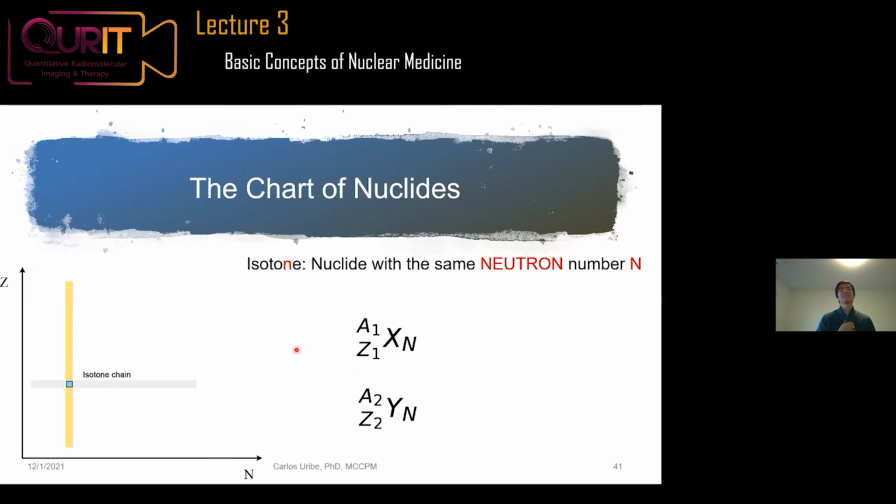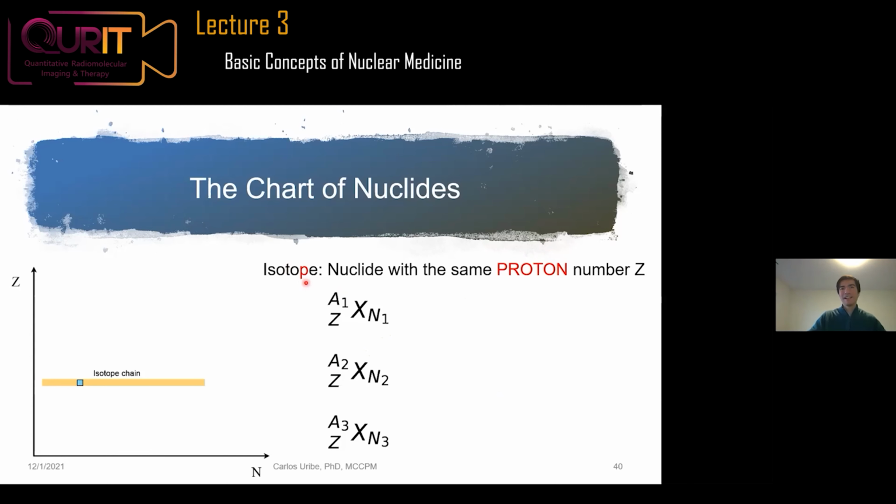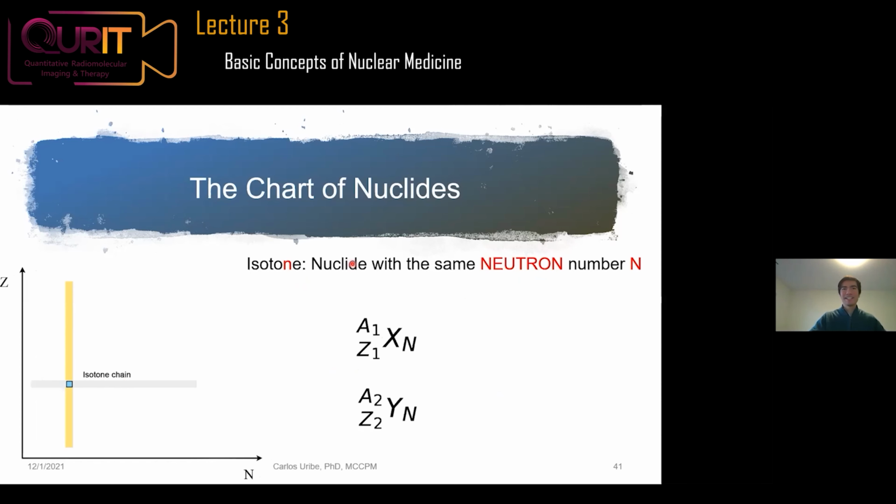We also define something that we call isotones. Isotones are nuclides with the same neutron number. Just take a look here. I'm highlighting P because it goes with proton, and here I'm highlighting N because it goes with neutron. Now, if they have the same neutron number, they're going to be a vertical line in this plot.